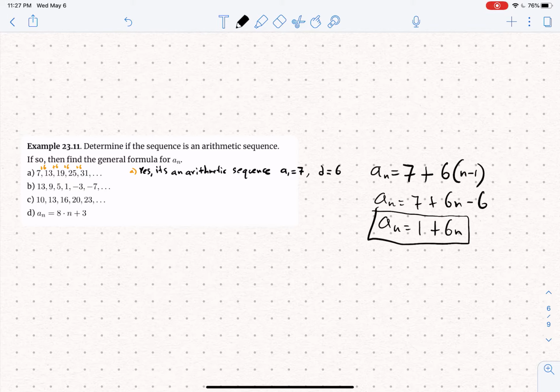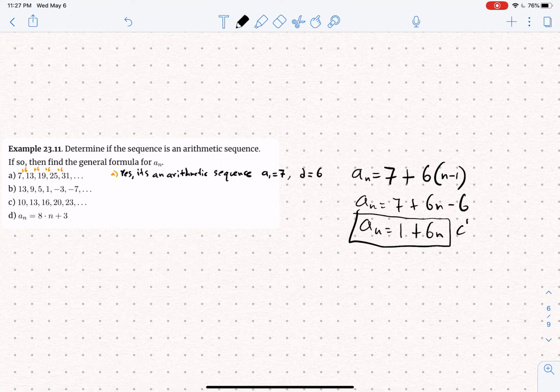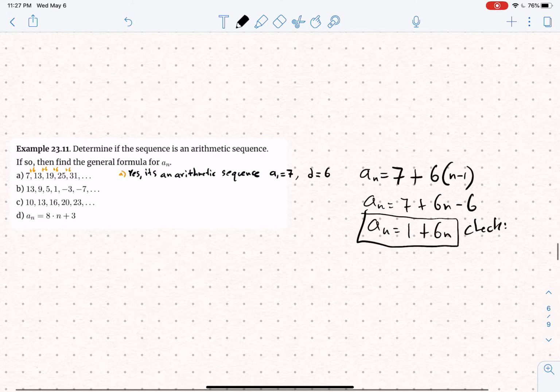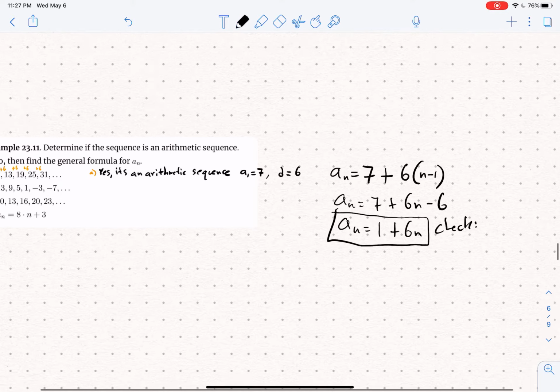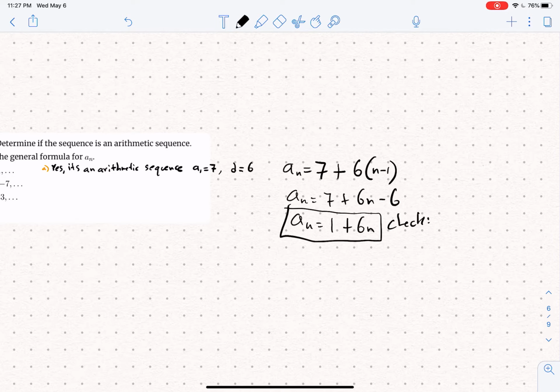You can test this formula. You can check it by just plugging in some n's and see if you get, for the n's that you plug in, the correct term of the sequence. So, for example, the first term of the sequence is 7. So when I plug n equal 1 into here, that should give me the first term.